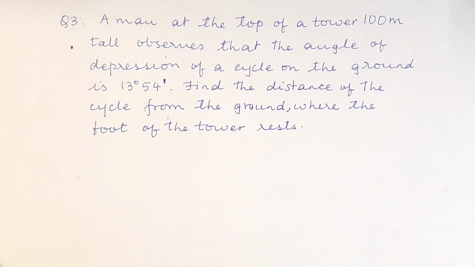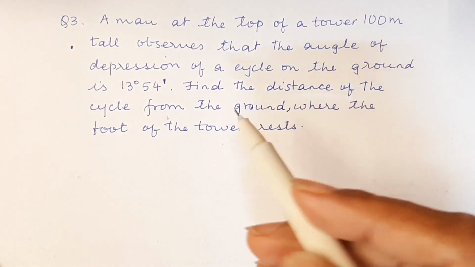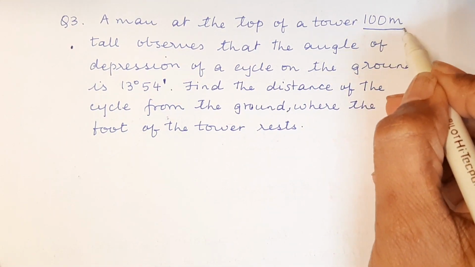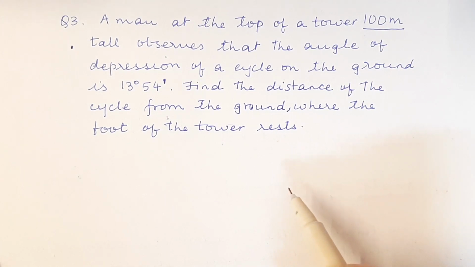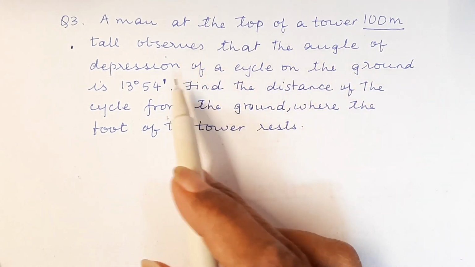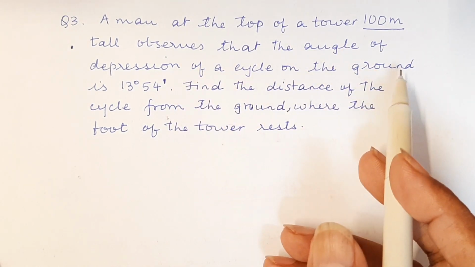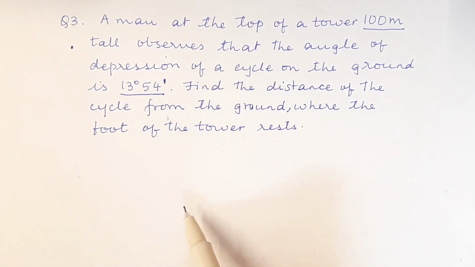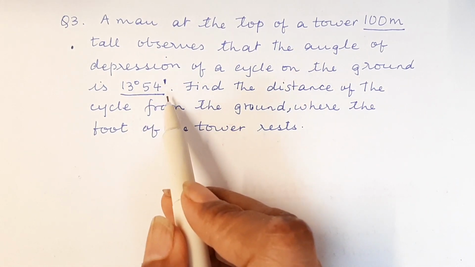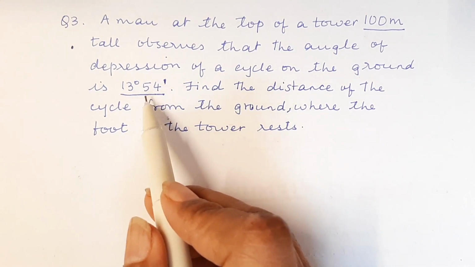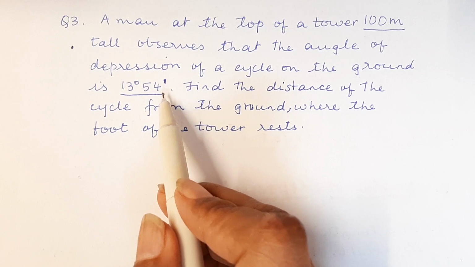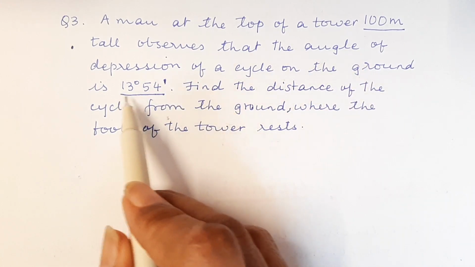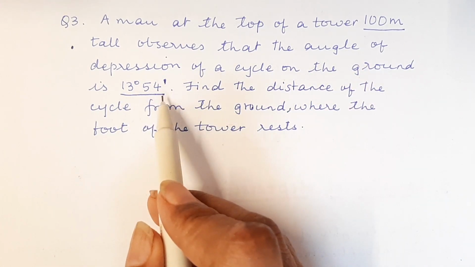A man at the top of a tower 100 meters tall, so we've been given the height of the tower, observes that the angle of depression of a cycle on the ground is 13 degrees and 54 minutes. Now here deliberately I didn't give you an easy number like 30 degrees or 45 degrees or 60 degrees, because you need to know how to use these angles as well.